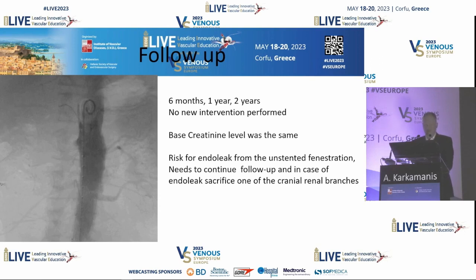The reason for that is even if we had a type 2 endoleak, we are confident that we need to stent the renal artery, because with an expansion we would lose the wall contact. Thank you.